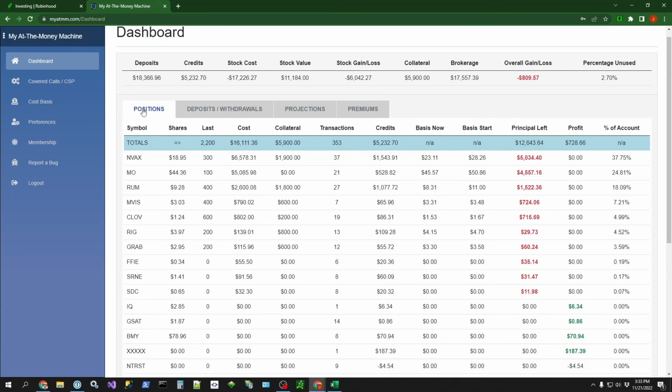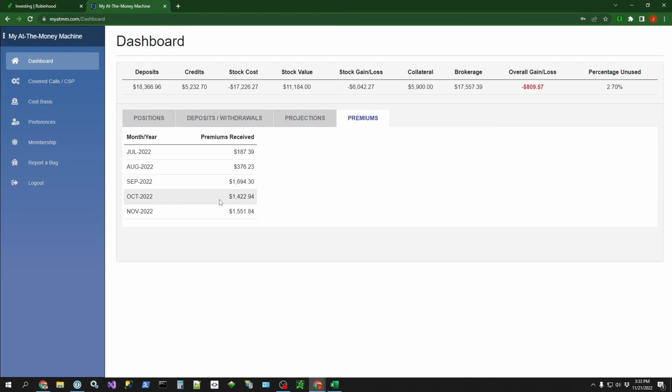Okay, but what I wanted to show you in here is the premiums tab. Originally, I think it's $1,200. So this was $1,200 before I started, and now it's up to $1,551. So that's good. It looks like we're a little bit ahead of October for premium received. So that's always fun to see.